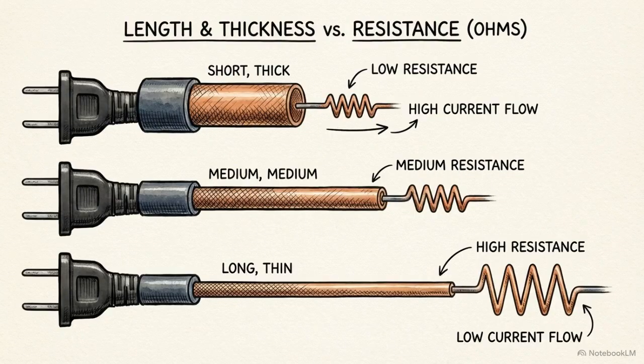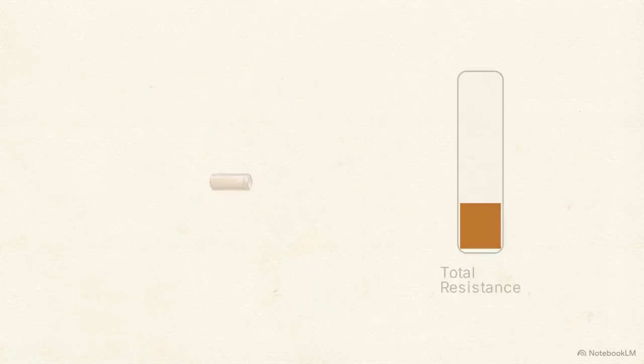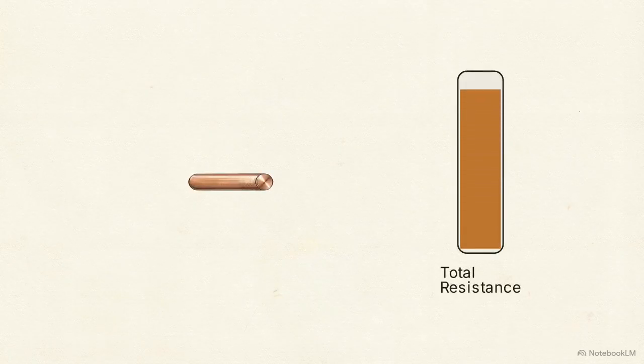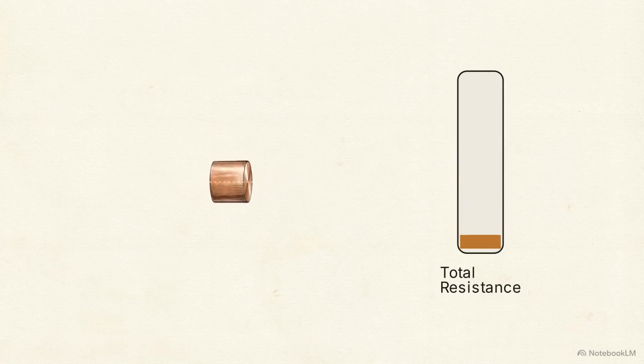Beyond the material itself, the physical dimensions of a wire control its resistance. Stretching a wire longer forces electrons to navigate more obstacles, which increases the total resistance and the resulting heat. Widening the wire has the opposite effect, opening multiple parallel paths that allow electrons to bypass the lattice more easily.